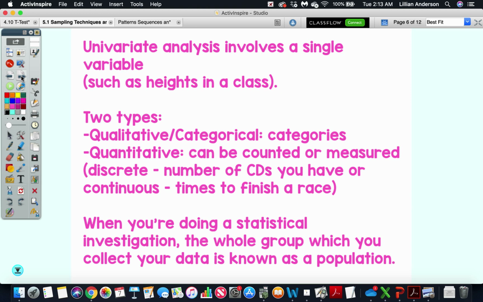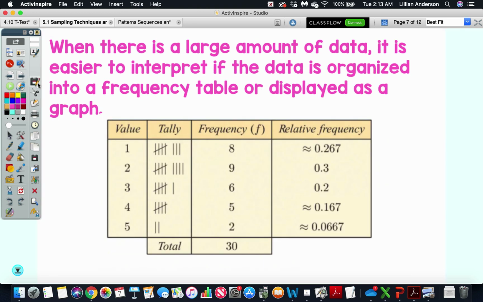Okay. Now, when you're doing a statistical investigation, like I said before, the whole group is known as a population. All right.